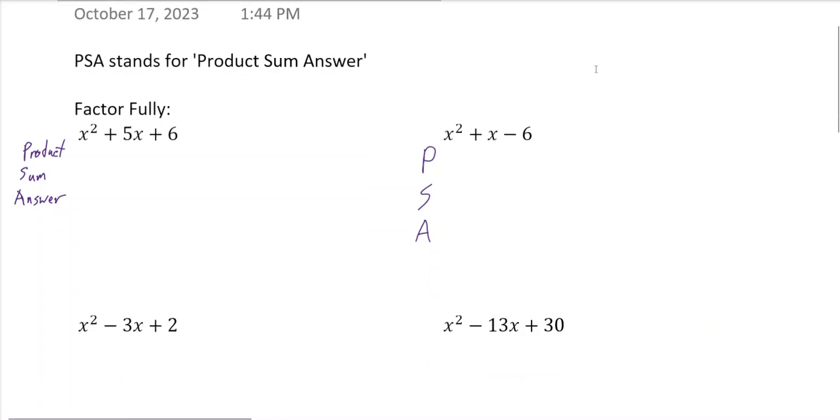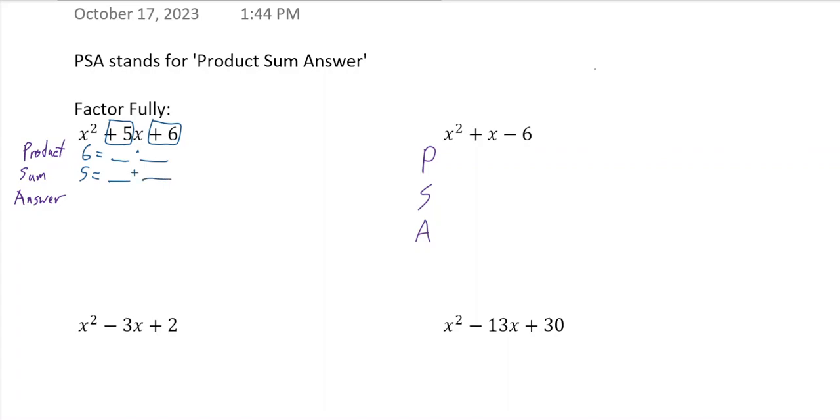Factor fully. We're trying to factor using PSA, product sum answer. We've got product sum answer written down on the side here. The second number is going to be the product, including whatever sign it has. And the middle number is going to be the sum. So you're going to come up with two numbers that multiply to get 6 and add to get 5.